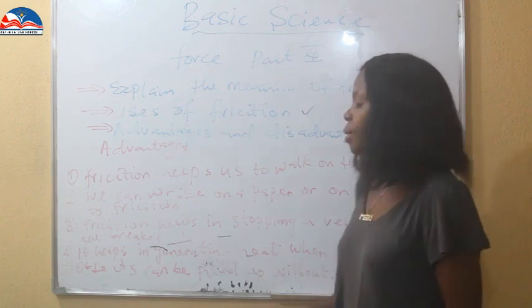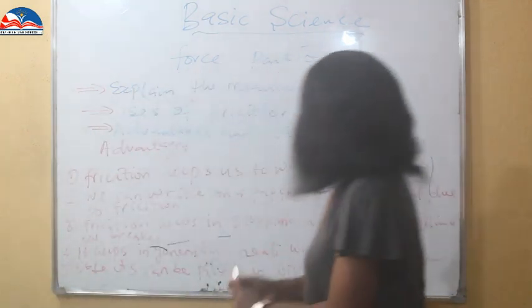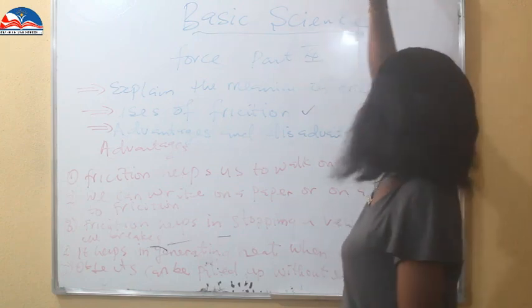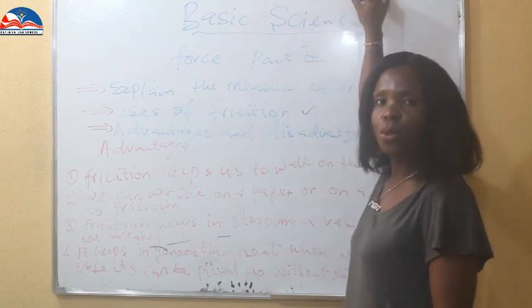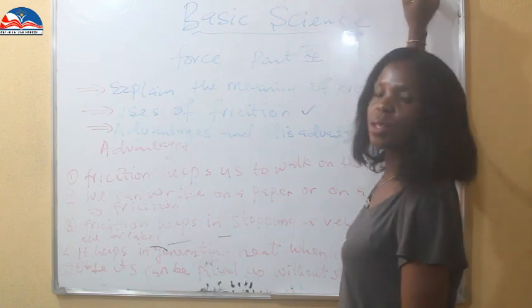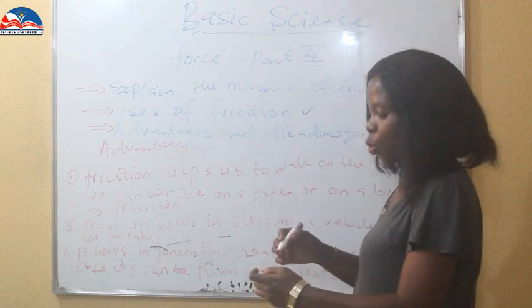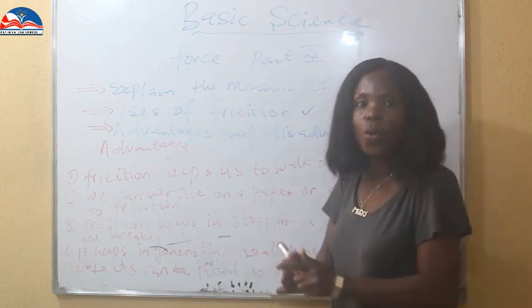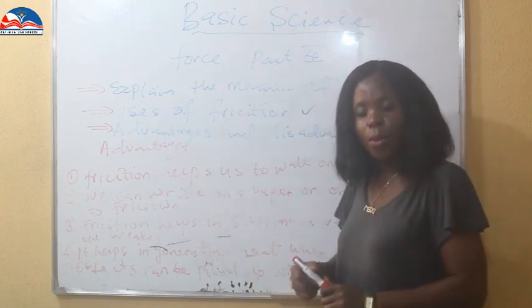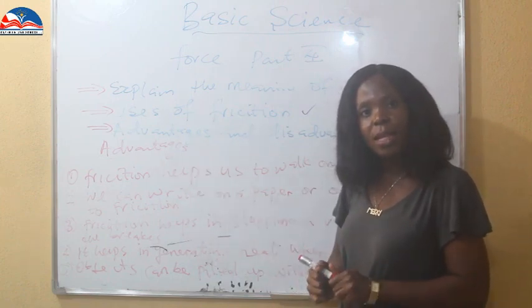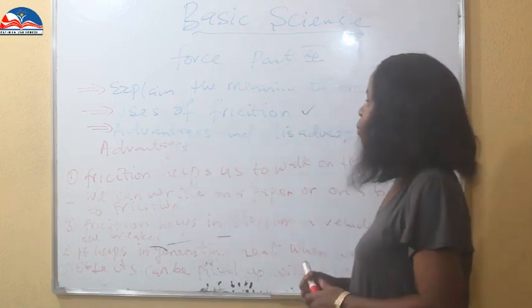We can write. My ability to use the marker to write on the board is friction, because this is the marker passing through the whiteboard. What I'm doing now is friction. Without this, I cannot write. So friction helps us to write either on the whiteboard or on our paper, because the biro and the paper are two objects that encounter each other.